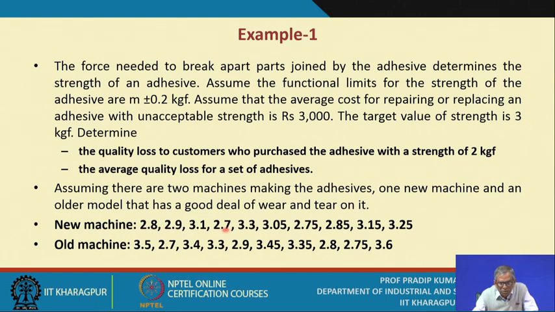So when you use the new machine, these are the values you get, right? Okay, and when you use the old machines, already this old machine is having a good deal of wear and tear, so the values will be like this one. So how many such values, data points, have you collected from each of these two machines? 1, 2, 3, 4, 5, 6, 7, 8, 9, 10.